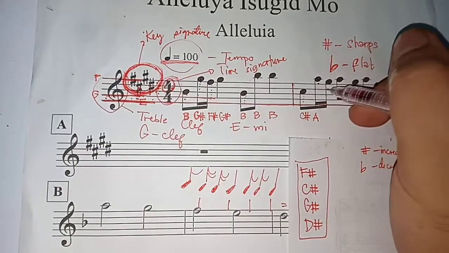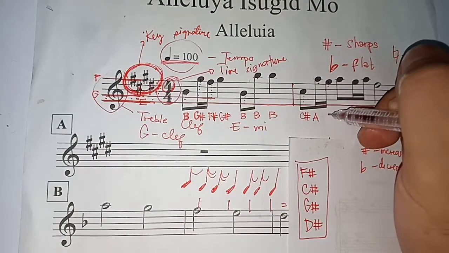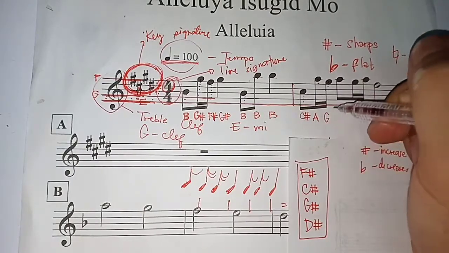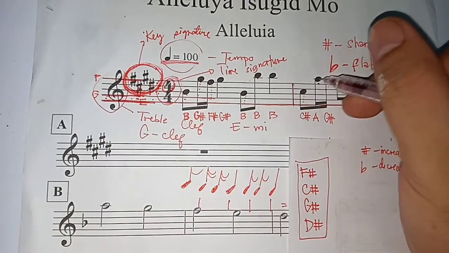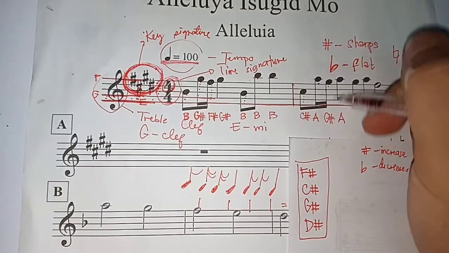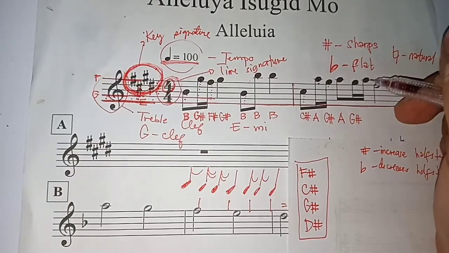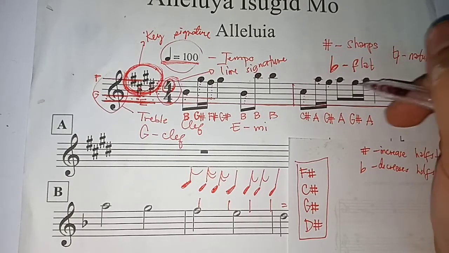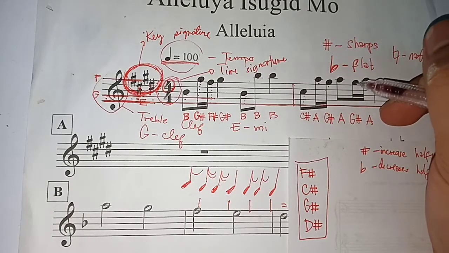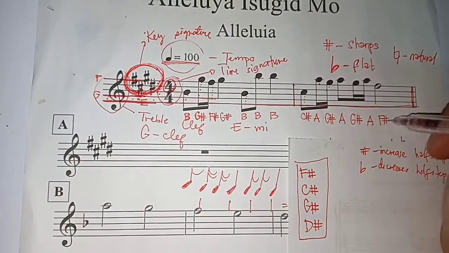So C, D, E, F, G. So this is G. Have you seen a sharp for G? Okay, you are going to put a sharp on the G. So the same placement on this one, so we'll put it here, A. The same for the G sharp, so G sharp. Then A. Then we have here F. Before the G, we have F. So this is also a sharp, so an F sharp.